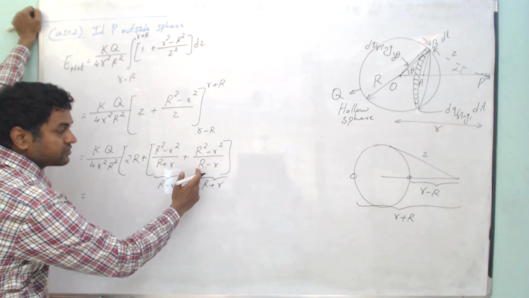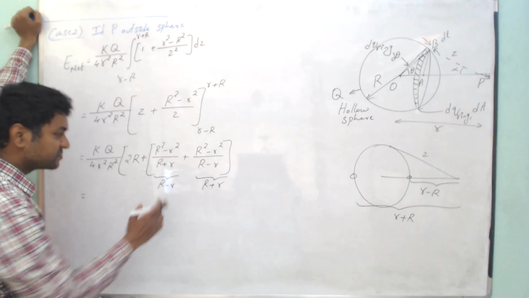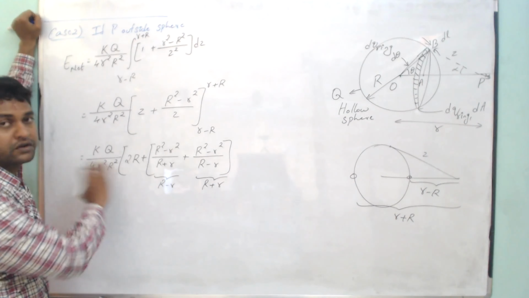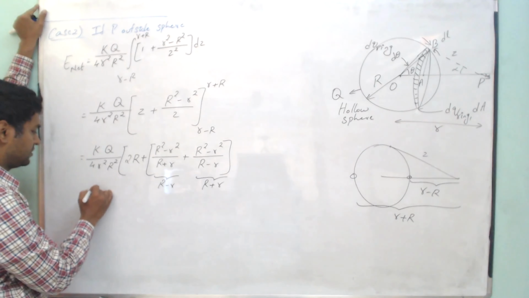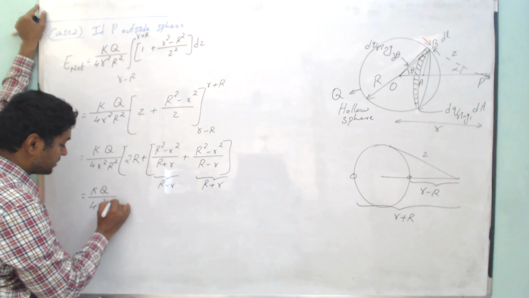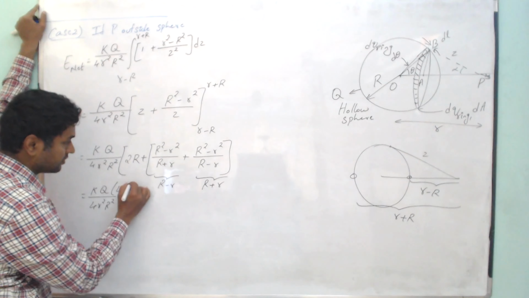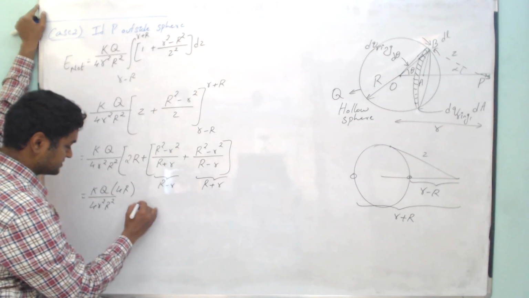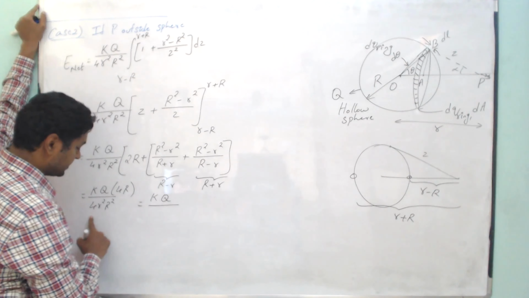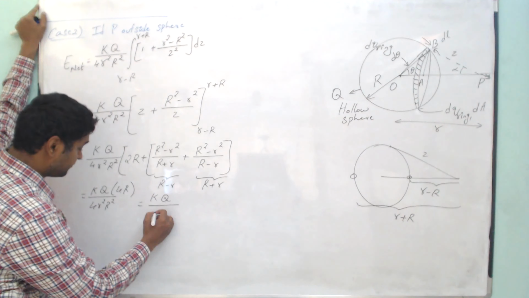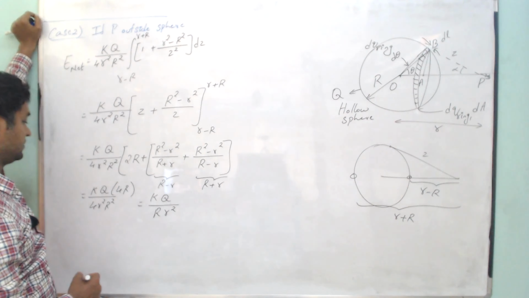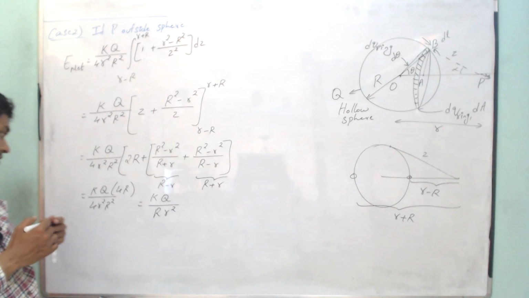A square minus b square divided by a minus b. Minus r plus r will cancel. This also will become 2R. This is 2R. Total 4R. KQ by 4 r square into 4R. Is this correct? 4 will cancel. I will have R times r square.